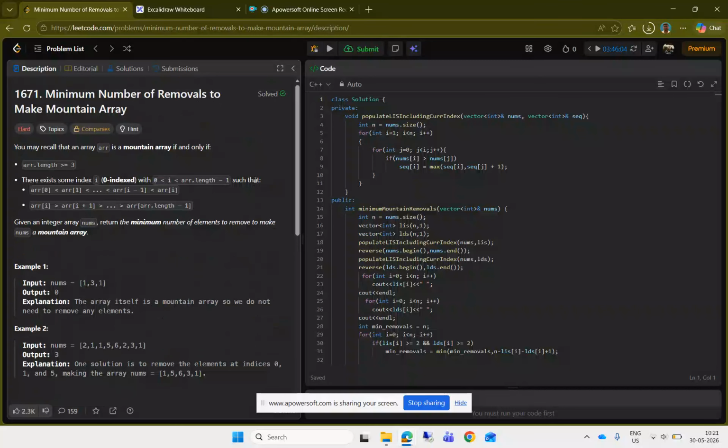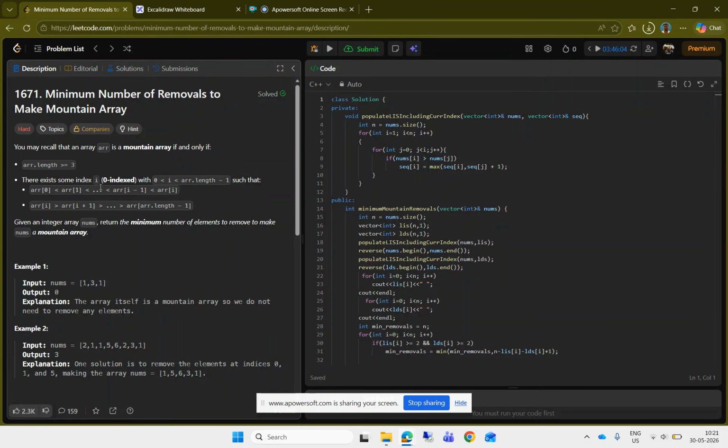So today the problem that I'm going to explain is minimum number of removals to make mountain array. So basically what we have to do is we have an array and then we have to remove some elements from the array such that there is an index I which satisfies this, right?